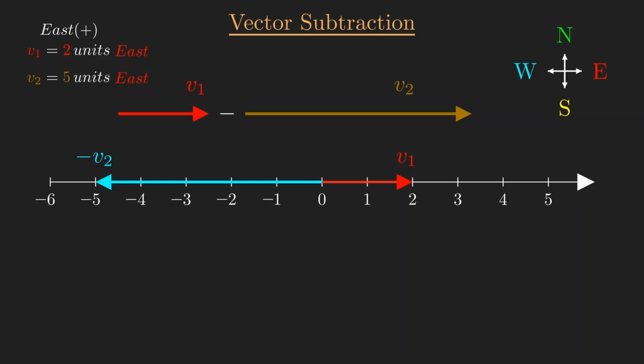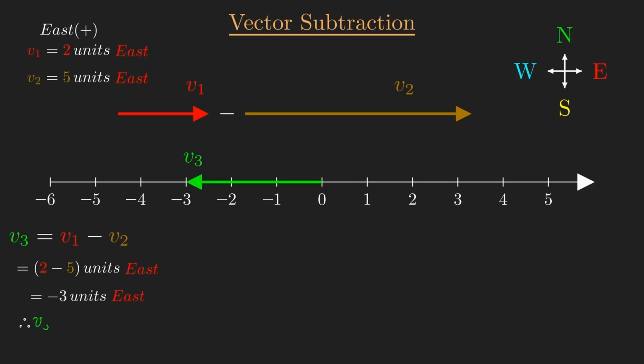And I said that when you subtract v2, it's equivalent to adding the negative of v2. The negative of v2 has the same magnitude as v2, so that's going to be 5 units. But the direction is going to be opposite to that of v2. v2 is east, then the direction of minus v2 is west. When we add this, what do we get? The result will be a vector that points left, which is from 0 to minus 3.